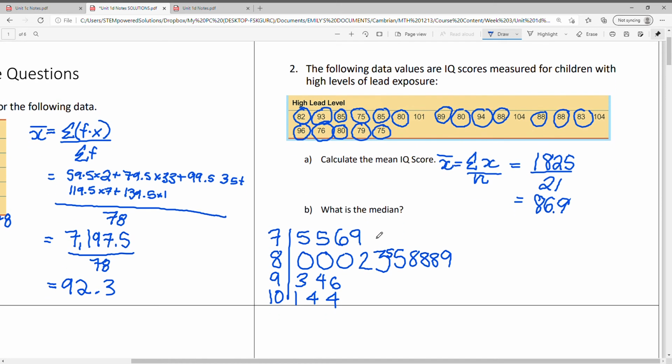What is the median? You can see here that I've started to draw out a stem and leaf plot. Since we know in total that there's 21, the median value is going to be 21 divided by 2. It's going to be the 11th value. 1, 2, 3, 4, 5, 6, 7, 8, 9, 10, 11. So the 11th value is 85. There are 10 values before 85 and there are 10 values after 85. Therefore 85 is smack dab straight in the middle.